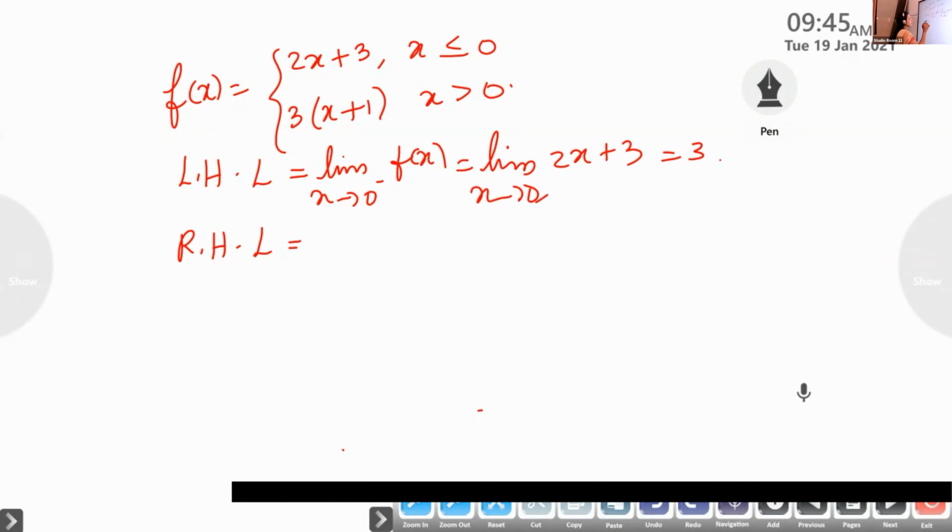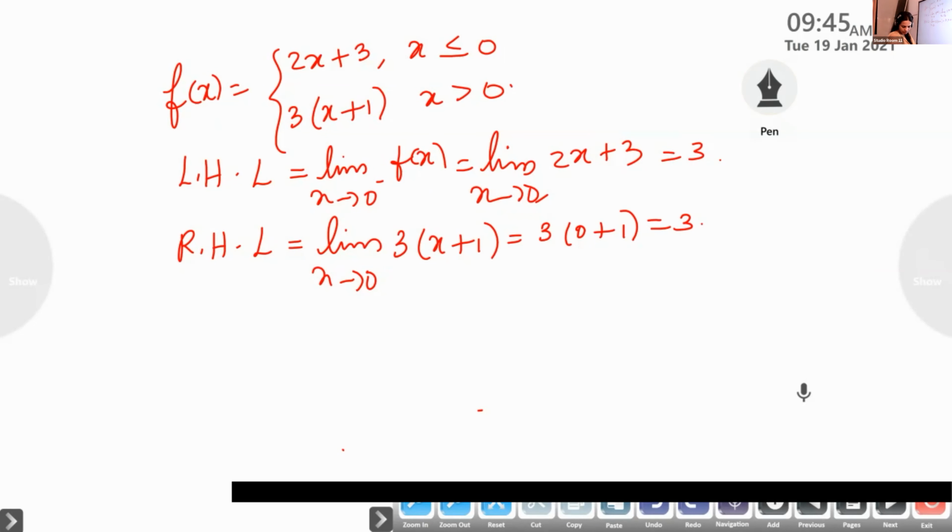What about the right hand limit? The limit as x extends to 0 of 3 into x plus 1, for x greater than 0. For greater than 0, this is the function. So 3 into 0 plus 1. So are you getting the same? The left hand limit is equal to the right hand limit.